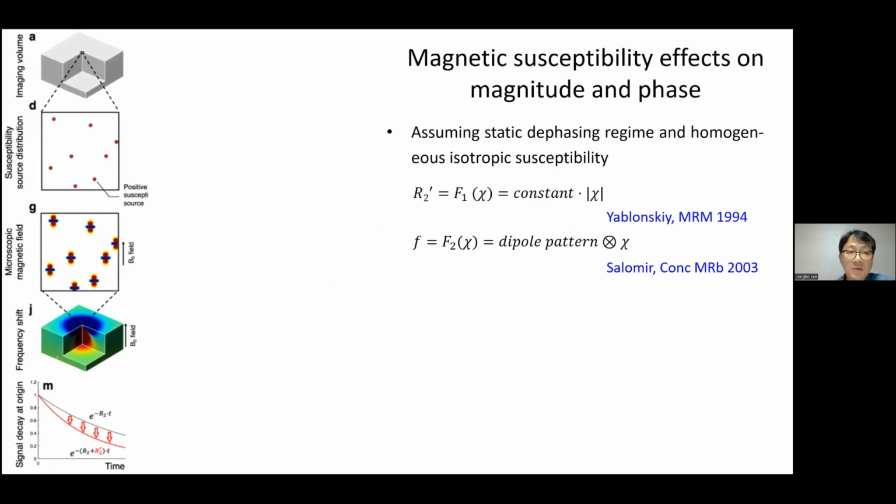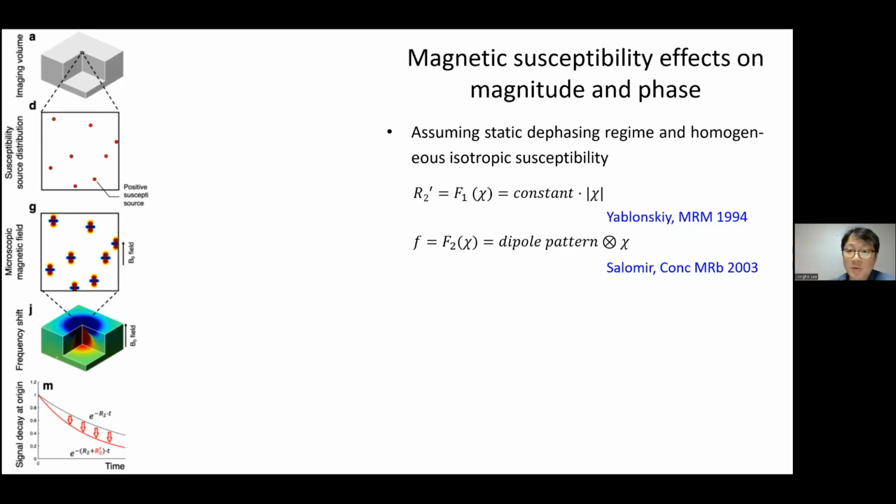So this will be a pretty busy slide, so let me walk you through it one by one, and still it will be pretty challenging to understand. If you think about your imaging volume, within the imaging volume you only have a voxel that contains susceptibility sources. And here we have a bunch of susceptibility sources that have the same susceptibility values and the same size and shape. We call it homogeneous and isotropic susceptibility sources.